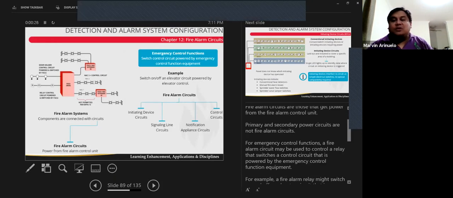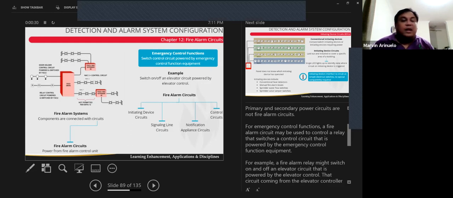Primary and secondary power are not fire alarm circuits. For emergency control function, a fire alarm circuit may be used to control the relay that switches a control unit that is powered by emergency control function equipment.